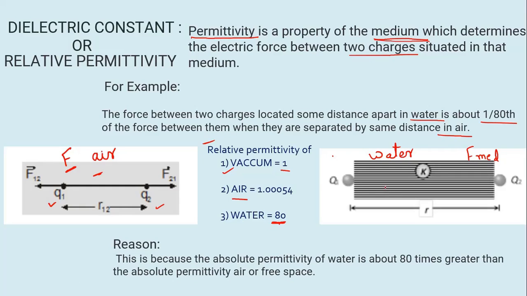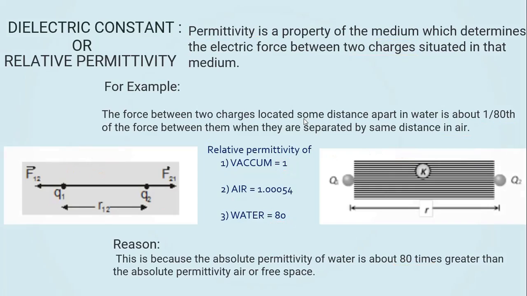So why is the force in the medium reduced? The force in a medium is reduced because the absolute permittivity of water is about 80 times greater than the absolute permittivity of free space. Here you can find that the permittivity of water is 80 times that in vacuum. So the more the relative permittivity, the lesser will be the force present between them. The lesser the permittivity, the stronger the force will be between the two charges. This is the concept of permittivity. So indirectly, it gives us the magnitude of the force, how the force is going to be affected when the charges are present in different media.